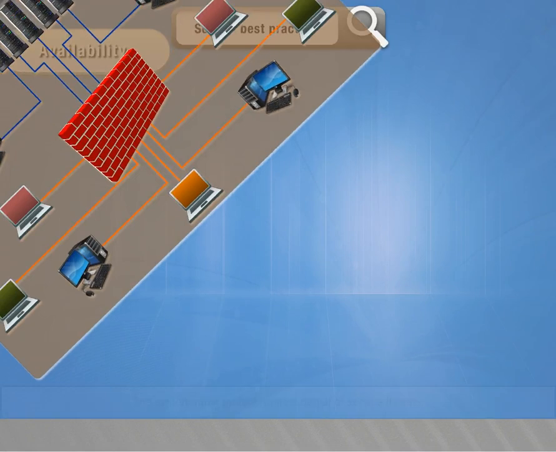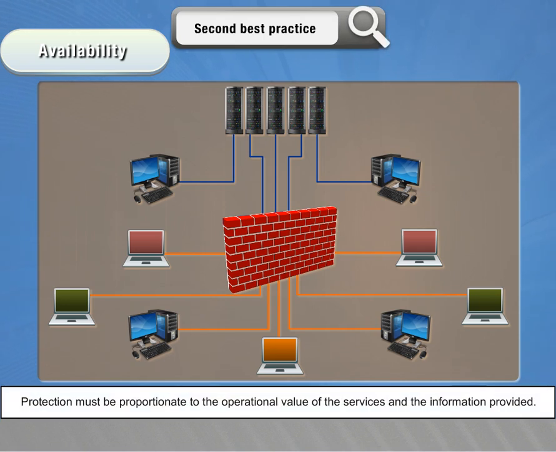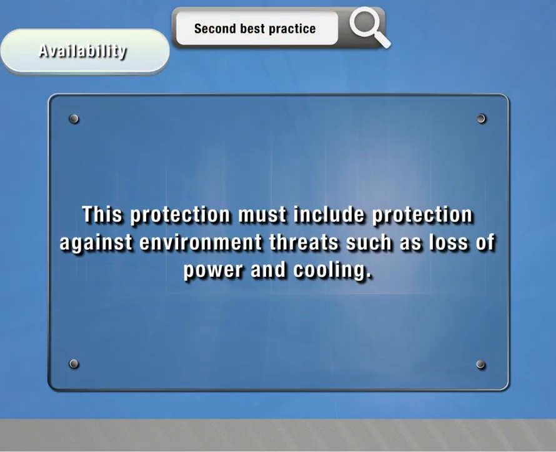Availability: the system must protect against denial of service threats. Protection must be proportionate to the operational value of the services and the information provided. This protection must include protection against environmental threats such as loss of power and cooling.